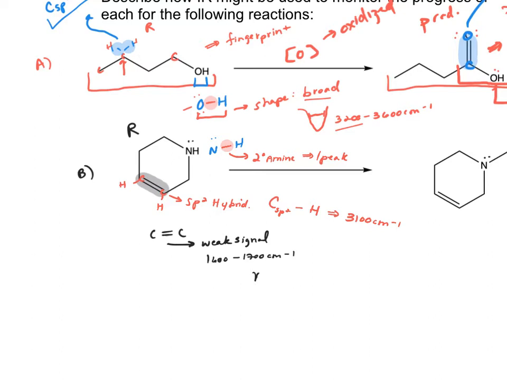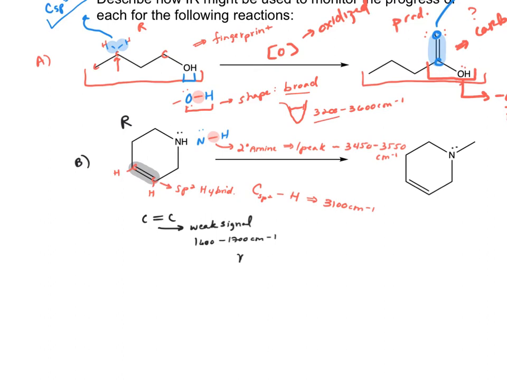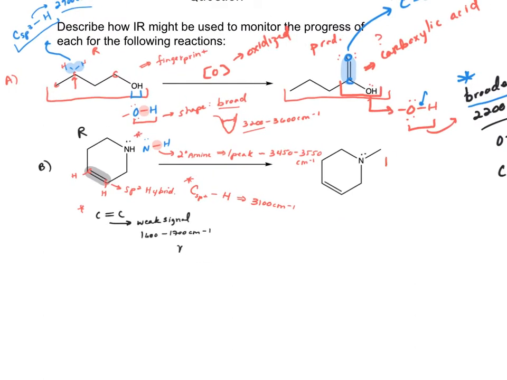In the secondary amine, we would expect this at about 3450 to about 3550 inverse centimeters. Okay, so now, those are the 3 things that we would expect to find in the diagnostic region for our reactant. When we move to the product, a couple of them are going to stay the same, right?